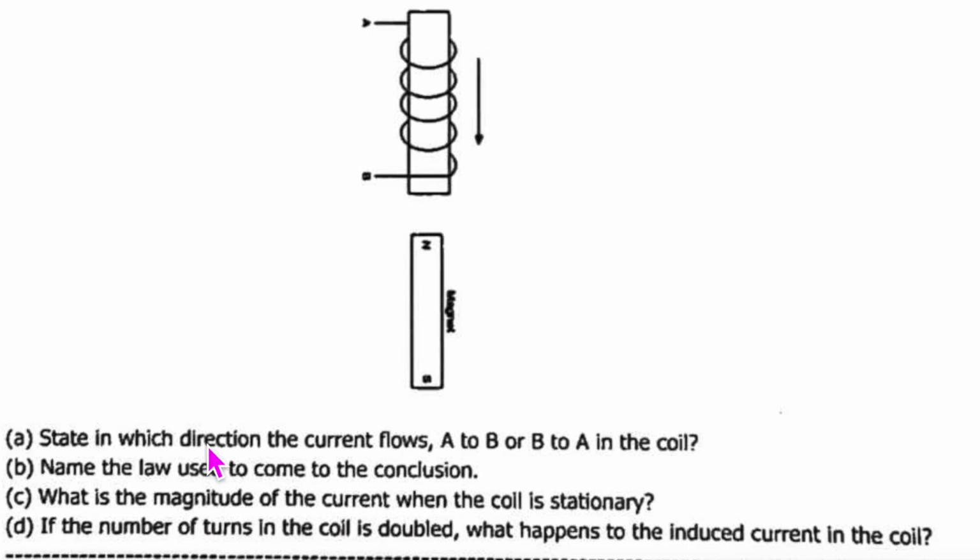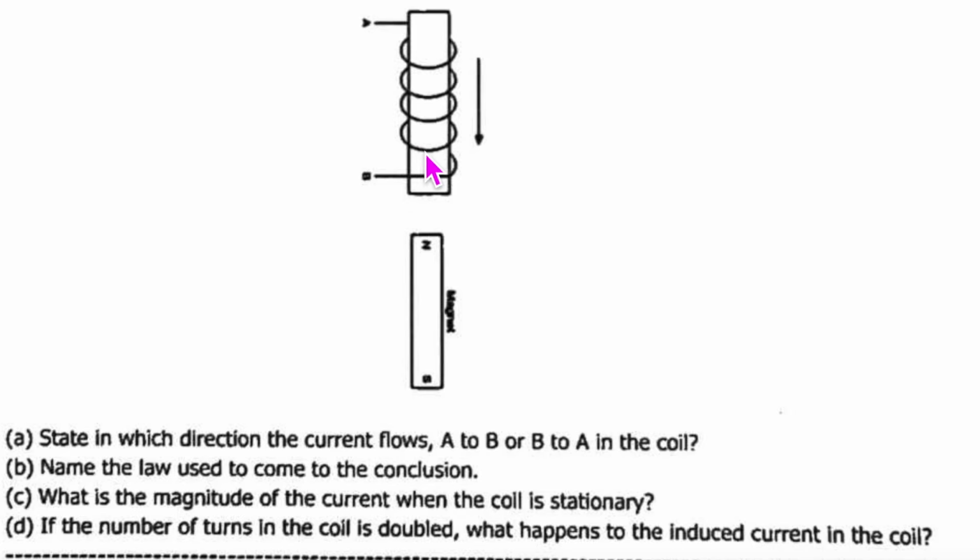Are they having the same thing stated? In which direction does the current flow, A to B or B to A? It's the same one, right? Magnet is dropped and the coil... now here it is reversed. Now here they have given the mirror image of this thing. Can you see that? Yes, ma'am.